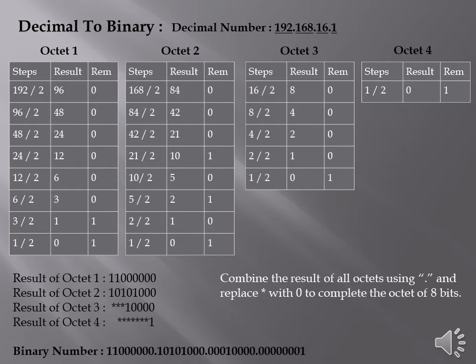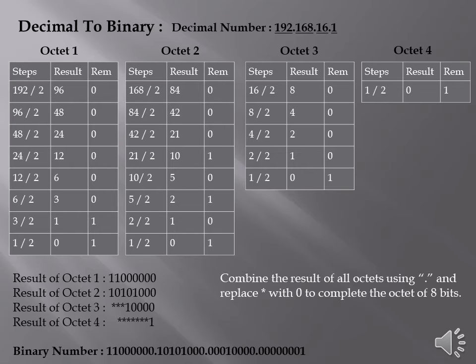Similarly, octet 4, here only the one number, so it will divide by 2 and result would be 0 as it is not exactly dividing the number. So remainder would be 1, and this time we are getting only the 8th bit and not the remaining 7 bits. Bits 1 to 7 are missing and only the 8th bit we do have, which is 1. So in place of 1 to 7 bits we can add 0 or star. So we'll add star and replace the stars with 0 later. So the final output of octet 4, which is 1, will be equivalent to 0 0 0 0 0 0 0 1.